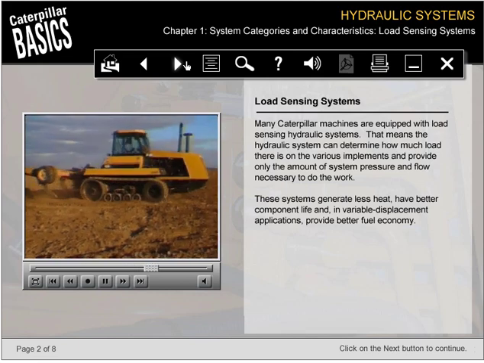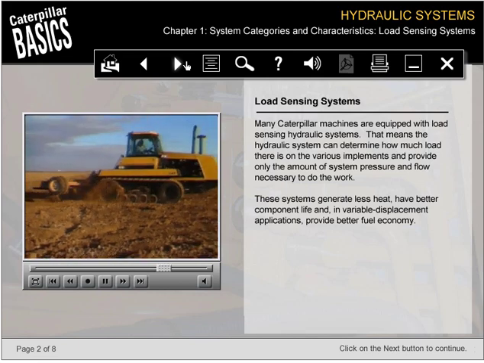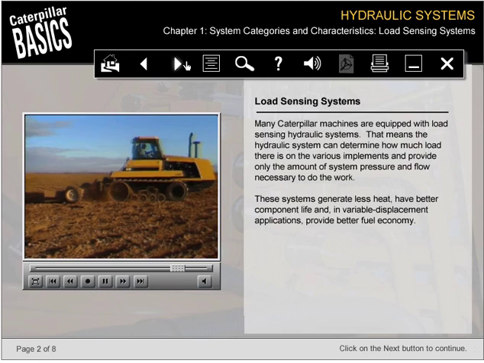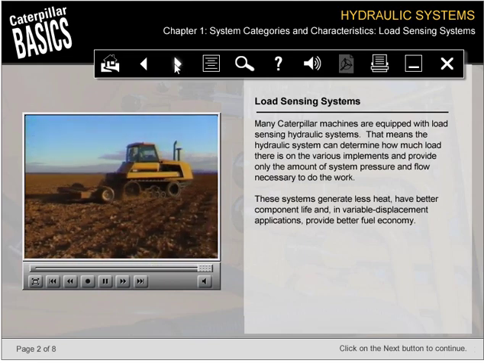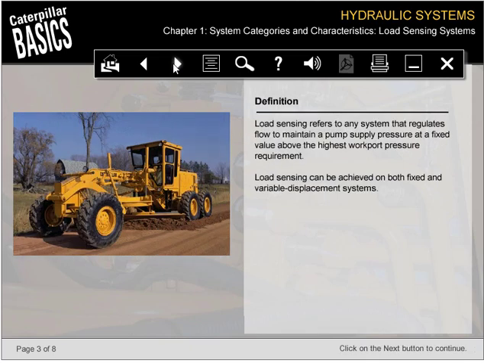These systems generate less heat, have better component life, and in variable displacement applications, provide better fuel economy. Load sensing refers to any system that regulates flow to maintain a pump supply pressure at a fixed value above the highest work port pressure requirement. Load sensing can be achieved on both fixed and variable displacement systems.